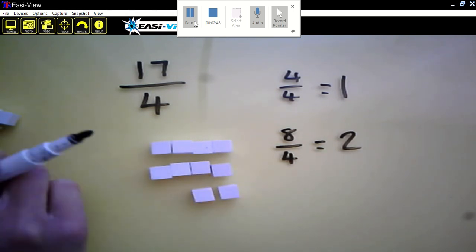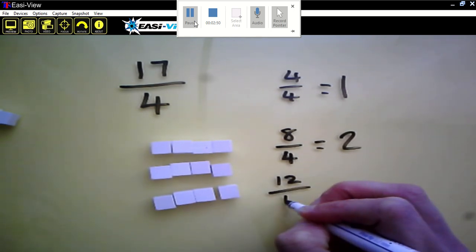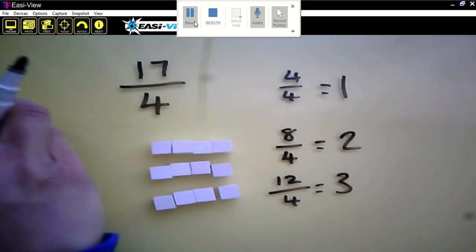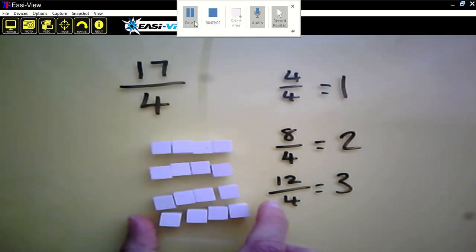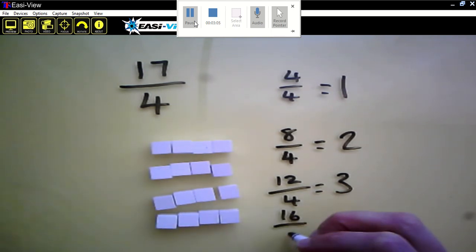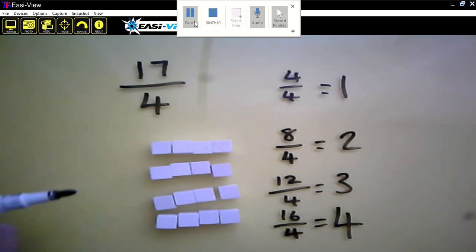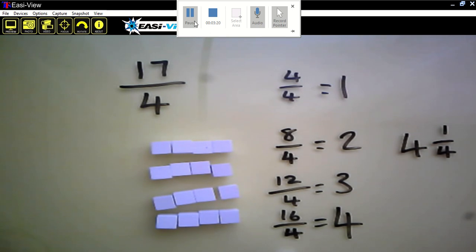So 9 quarters, 10 quarters, 11 quarters, 12 quarters. 12 quarters is the same as 1, 2, 3 wholes. And I've still got some left. I've got 13 quarters, 14, 15, 16 quarters. I'm going to have to do this small, otherwise I'm going to end up off the screen. 16 quarters is the same as 4. And then I've still got this one left, my 17th quarter. So in total, I've got 4 and 1/4.